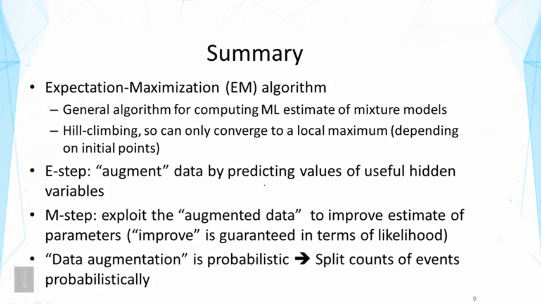Now here, data augmentation is done probabilistically. That means we're not going to just say exactly what's the value of a hidden variable, but we're going to have a probability distribution over the possible values of these hidden variables. So this causes a split of counts of events probabilistically. And in our case, we'll split the word counts between the two distributions.